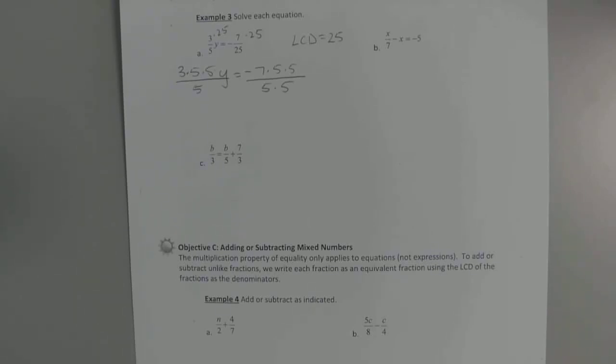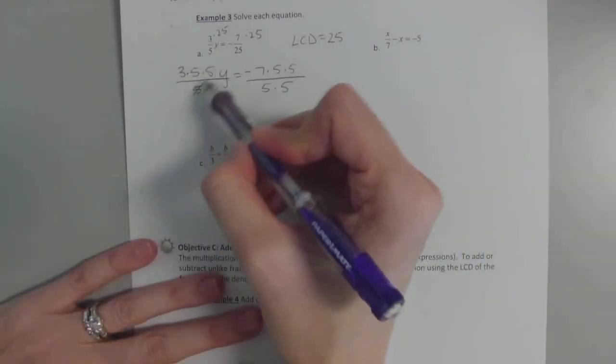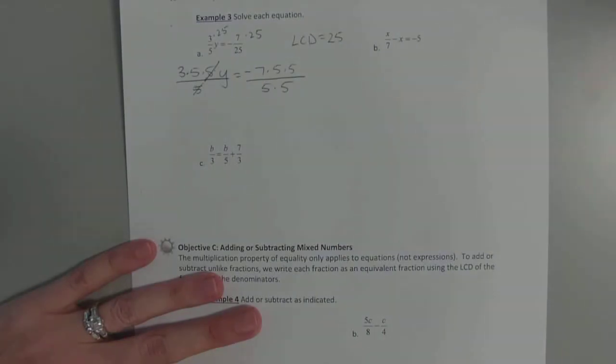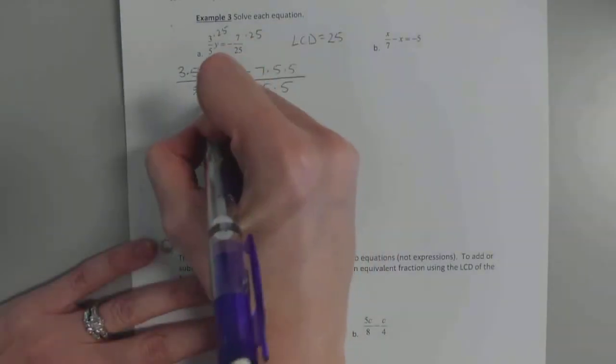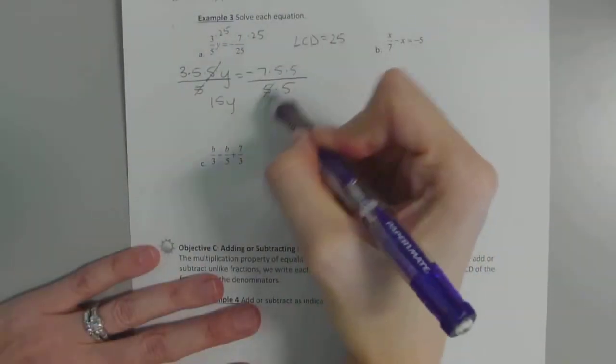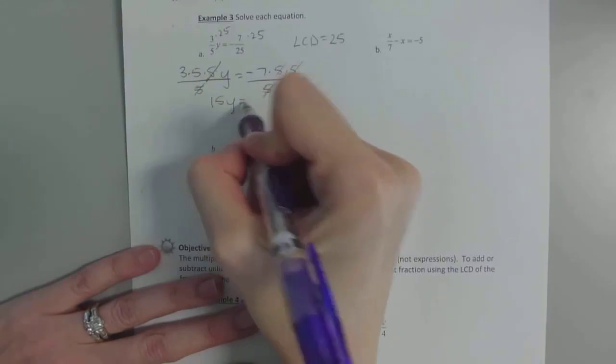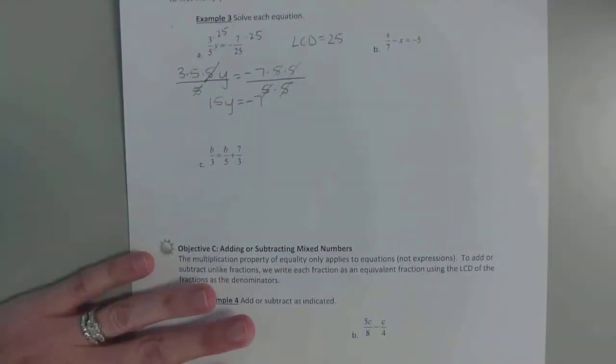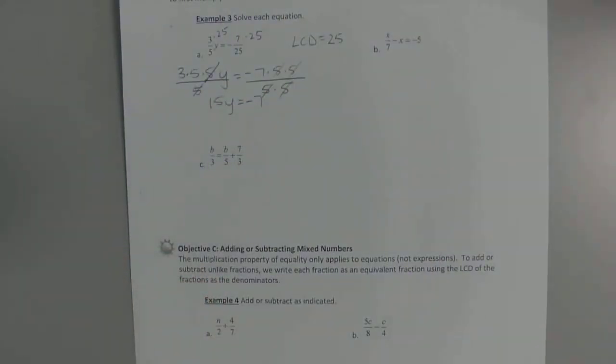But what's always going to happen is that since the LCD has both denominators in it, the denominators will divide evenly, so you'll be able to cancel out and the denominators disappear, okay? So notice what happens on the left side. A 5 disappears. So what are you left with on the left-hand side? 15y. Do you guys see that? On the right-hand side, the 2 5s disappear and you're just left with negative 7.